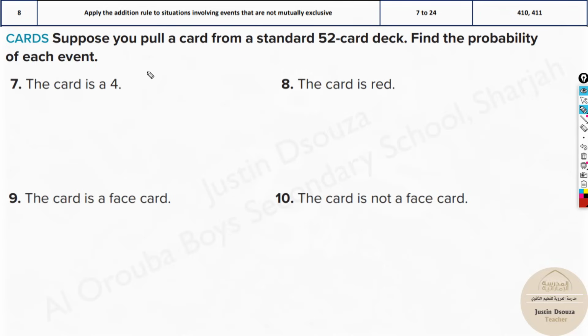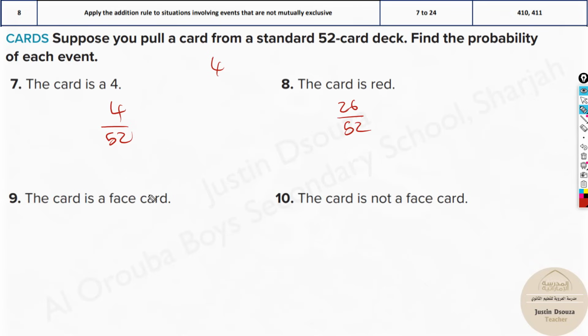The card is 4. Imagine you're pulling out a 4 out of 52 cards, out of a standard deck. We know that there are 4 suits in a standard deck of cards. They are the clubs, the hearts, the spades, and the diamonds. Now, there would be 4 types of 4s. So there are 4 cards which are 4, so that is the desired outcome. And what is the total outcome? It's 52. That's the probability here. What is the probability the card is red? Half of the cards are red because there are 2 red suits. So it will be 26 out of 52.